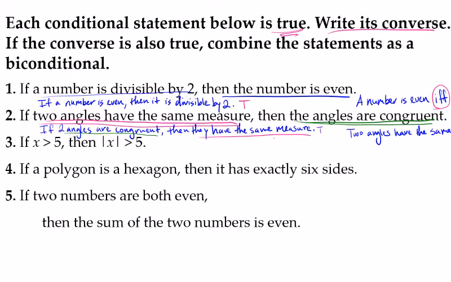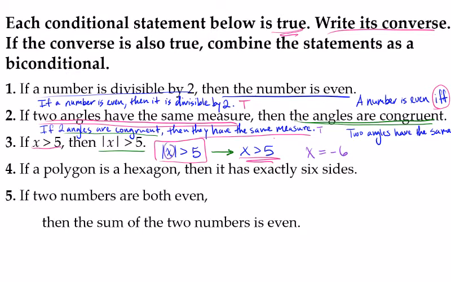So if the absolute value of x is greater than 5, then x is greater than 5. So this time I use the arrow notation. So is this always true? If the absolute value of x is greater than 5, then x is greater than 5. Well, I think we can find some counterexamples, right? So I have situations where the absolute value of x is greater than 5 where x is actually not greater than 5, right? Like, for example, what if x is -6?